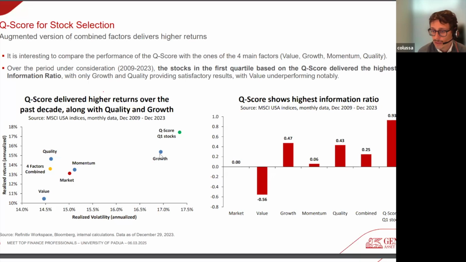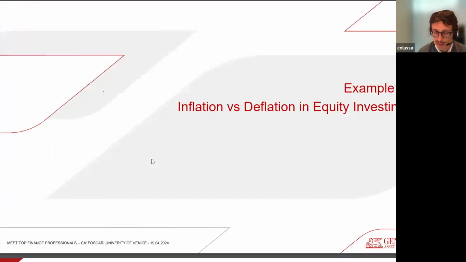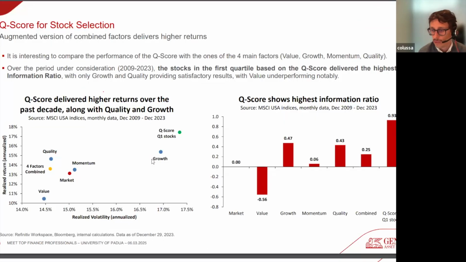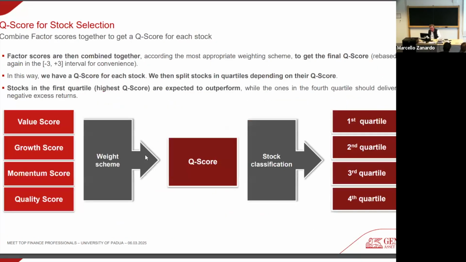But the combination of the factors in the way we are constructing is much superior to a simple combination of the factors as built by MSCI. So indeed, it's possible to work on the relationship of the variables, the economic theory, to select variables that are consistent with that, to get better returns. It's been a great journey.